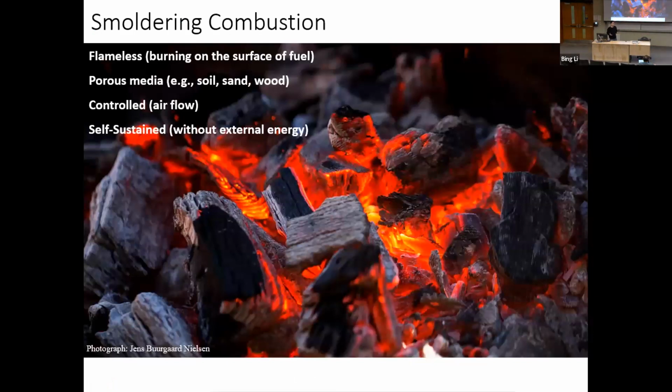Smoldering is flameless combustion occurring inside porous media. And porous media is something like sand, soil. It has some pores within that structure. And a common example of smoldering is glowing charcoal in a barbecue.